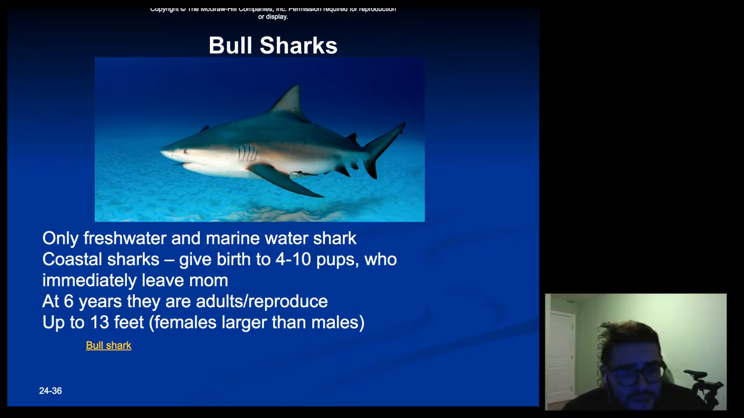If you've ever seen Jaws, or heard the story about Jaws, part of Jaws takes place in fresh water up a river. That's why they believe that the sharks most likely found in the real stories that led to the book and the movie Jaws are most likely a bull shark instead of a great white shark, because it was a freshwater ecosystem.